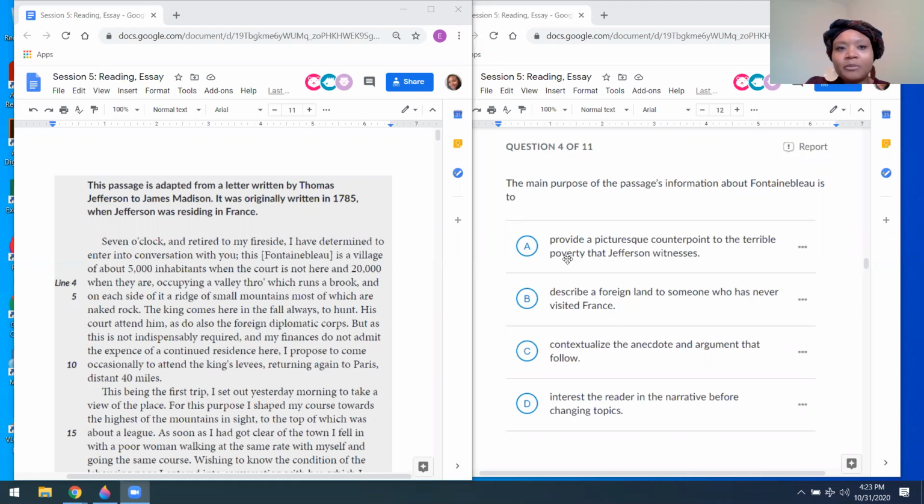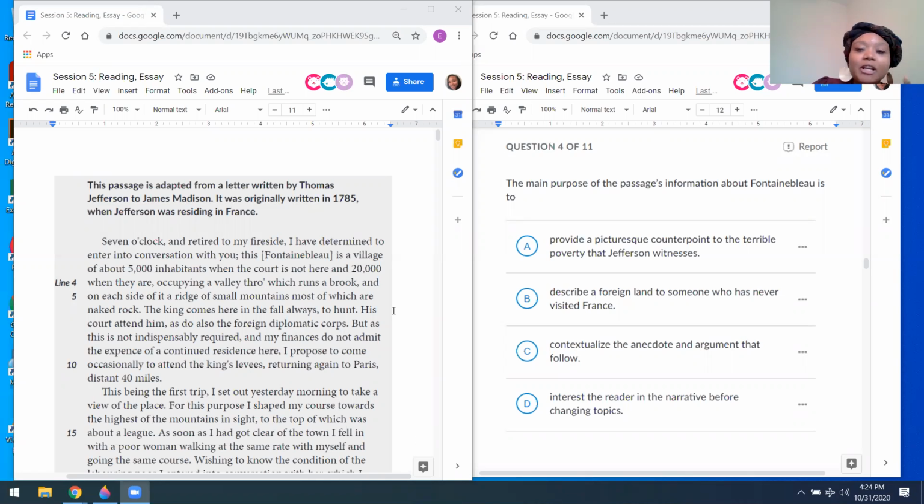Mm-hmm. And the word picturesque has a connotation of being very pleasant. You say, oh, France this time of year is picturesque. It means it's so nice. It's like a painted picture, because pictures are usually pleasant things. Not always, but the general consensus is that they are pleasant.